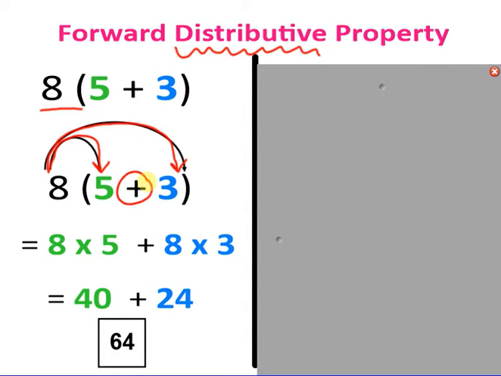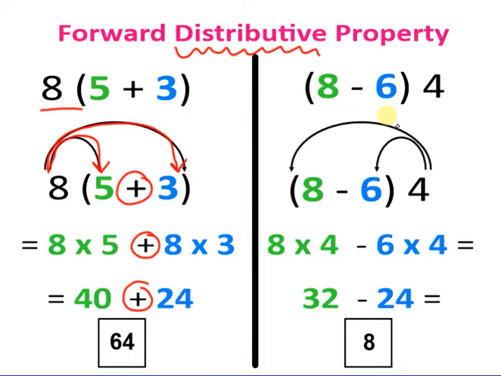My operation inside the parentheses is addition, and so that's what I bring down. And then I'm also distributing the 8 to the 3, so 8 times 3. Now I just follow order of operations. 8 times 5 is 40, plus, that was from the inside, 8 times 3 is 24. Now, 40 plus 24 is 64.